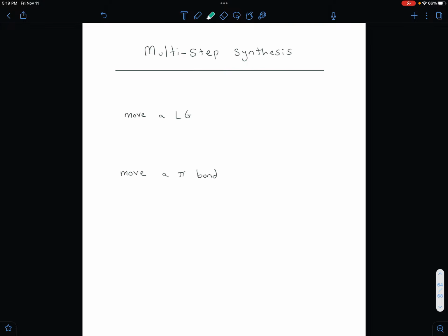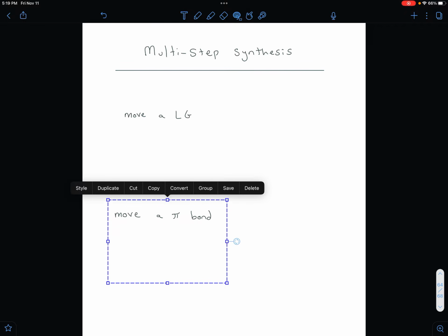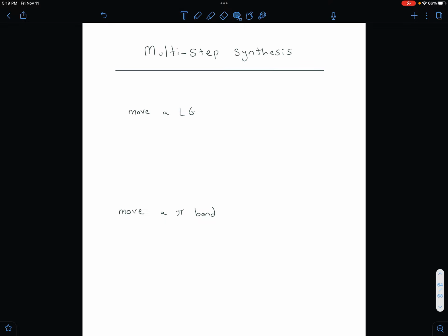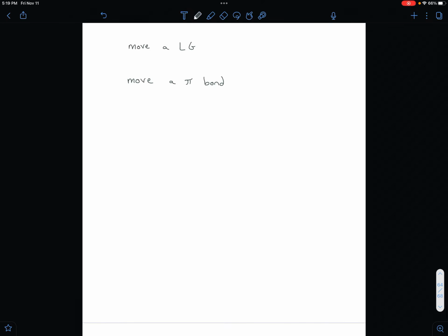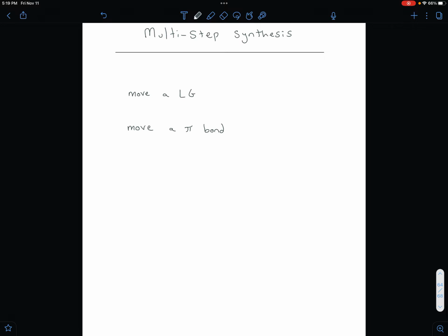These are structured types of multi-step synthesis problems because what they ultimately are going to be are a series of alternating elimination and addition reactions. So we're going to do alternating elimination and addition reactions to make these transformations happen. To move the leaving groups, to move the pi bonds, we're going to do alternating elimination and addition reactions.